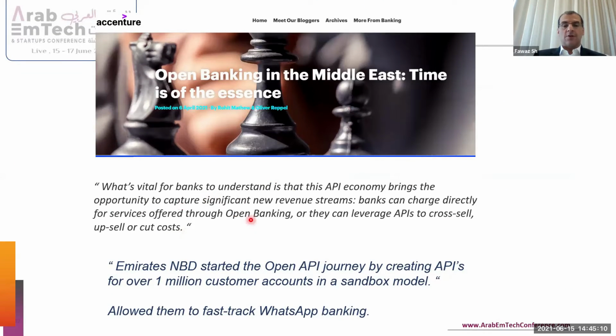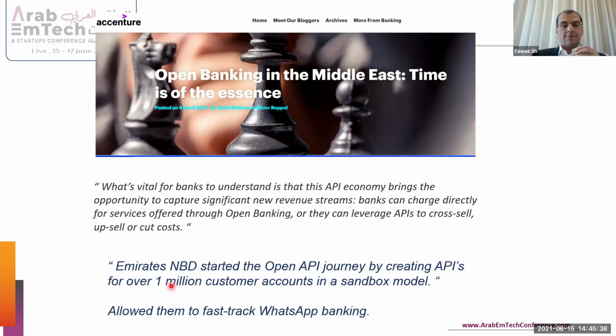And another interesting stat: what's vital for banks is to understand that this API economy brings the opportunity to capture significant new revenue streams. Banks can charge directly for services offered through open banking, or they can leverage APIs to cross-sell, upsell, or cut costs. Example, Emirates NBD started with an open API journey by creating APIs for over 1 million customer accounts in a sandbox model.